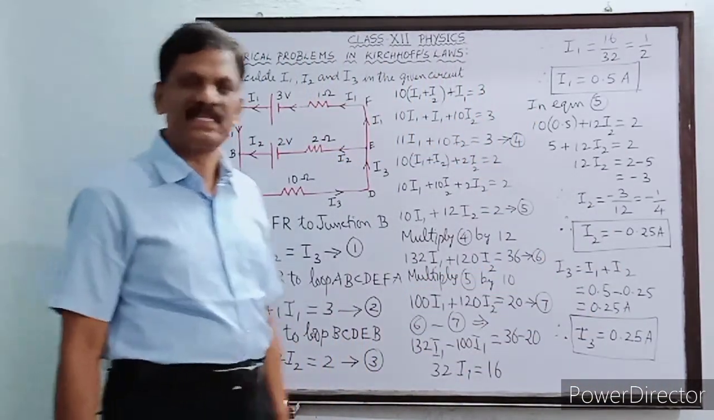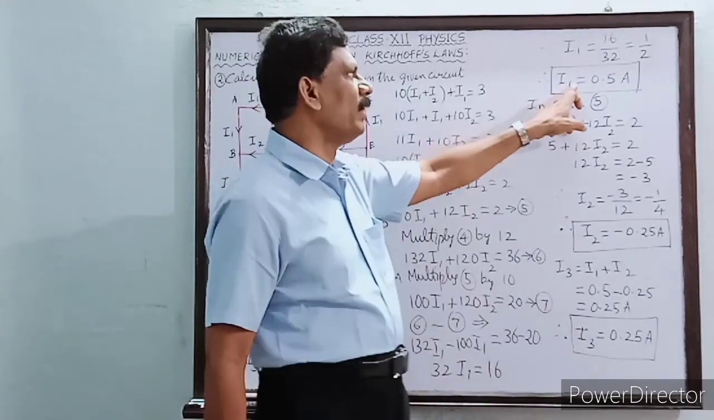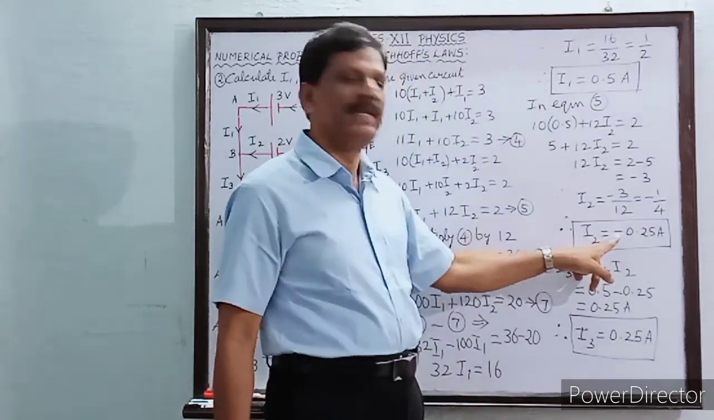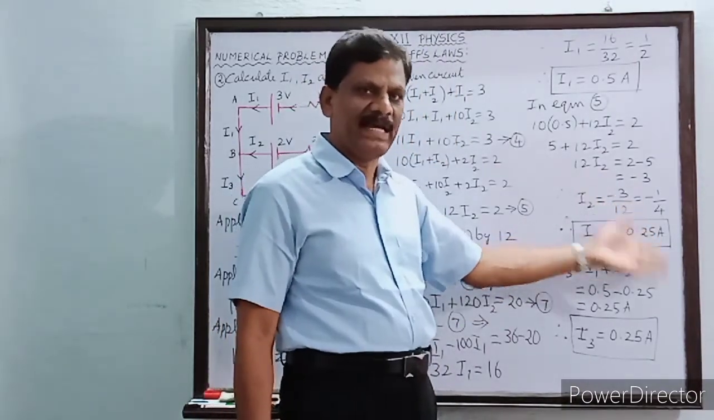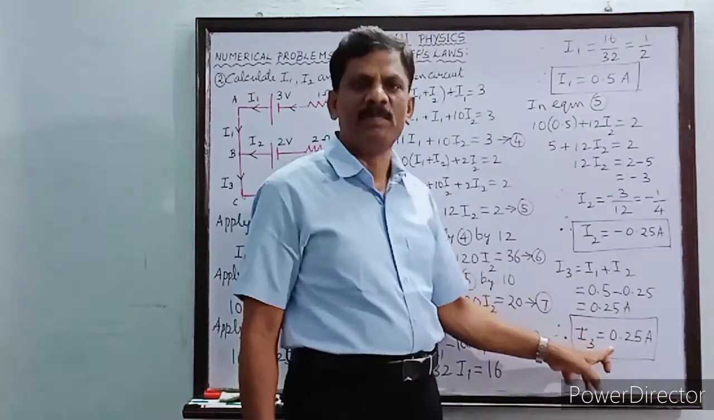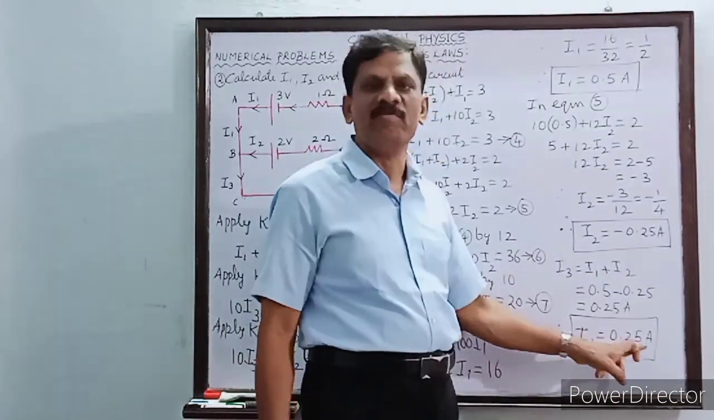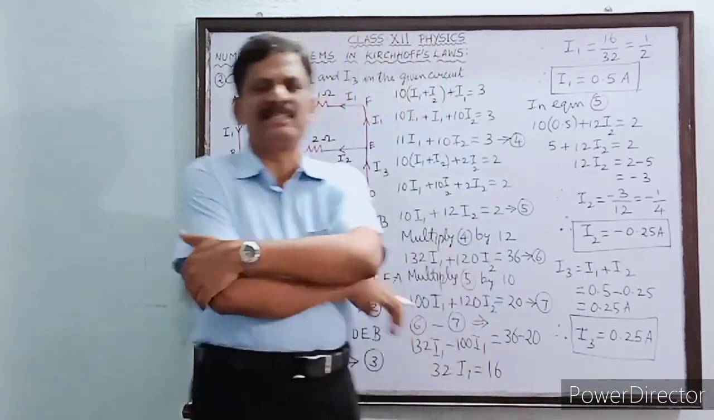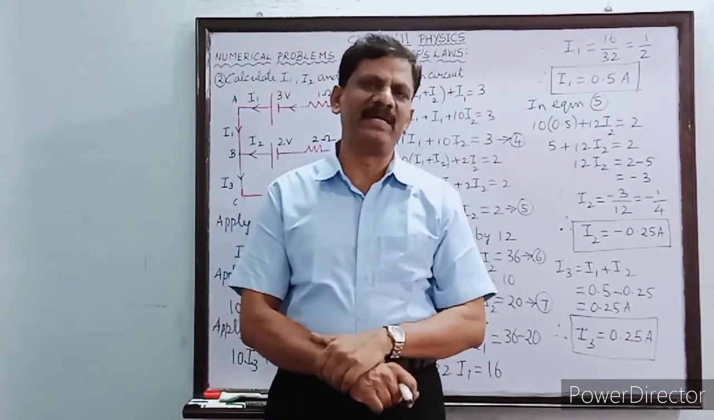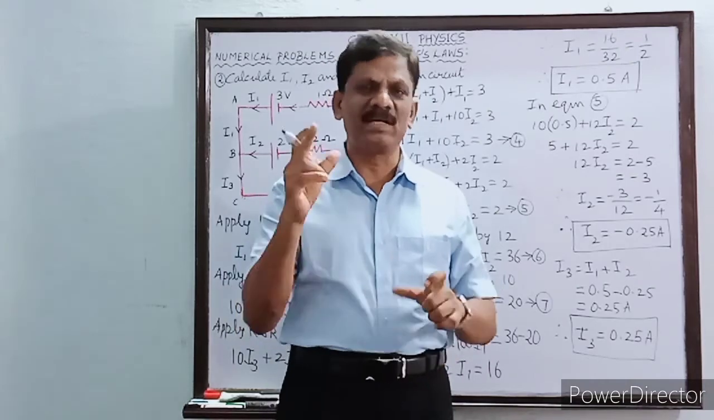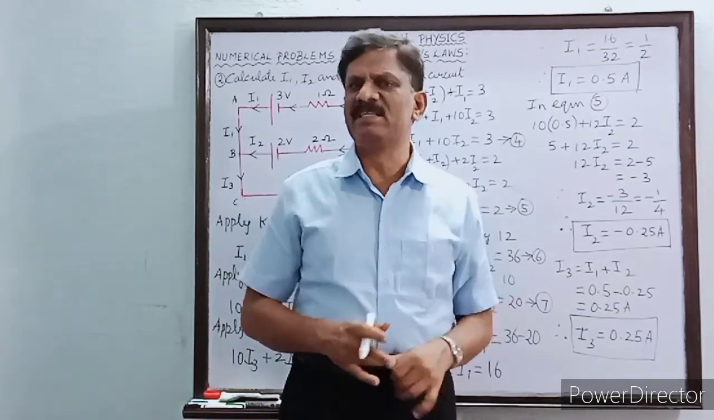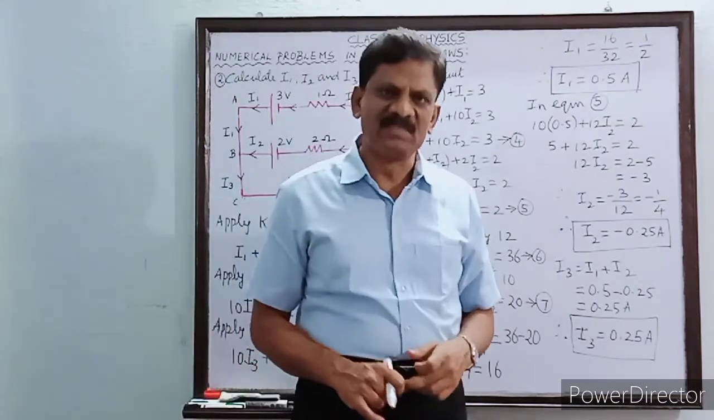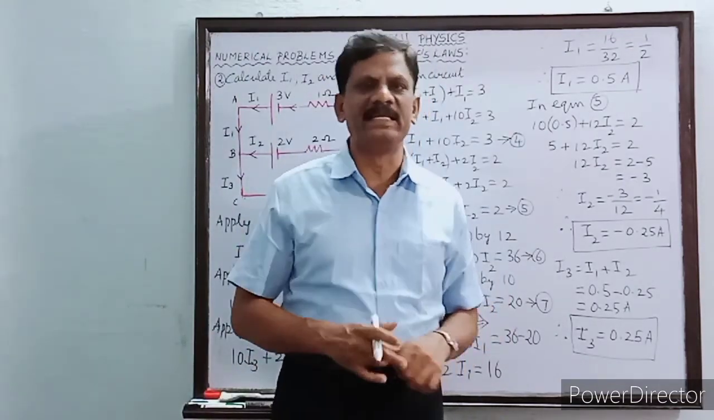I hope you must have understood. So what is the value of the current? I1 is positive 0.5 ampere, I2 is negative, minus 0.25 ampere, and I3 is also positive and its value is 0.25 ampere. So in every problem involving Kirchhoff's laws, your patience is required. You have to study the circuit part by part, and the sign convention is very, very important, my dear students. Any problem will be successfully correct only if you are thorough with the sign conventions.